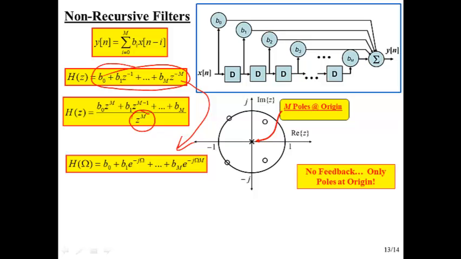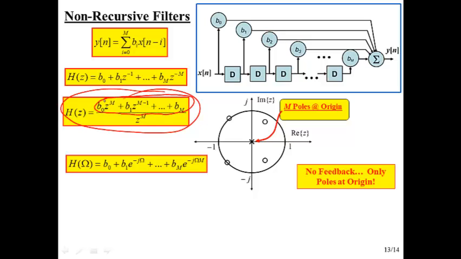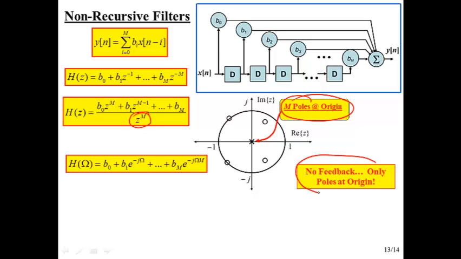So now notice when we look at this form of our transfer function, we've got a polynomial in the numerator, so the only thing that can give us is a bunch of zeros, and the only poles we can get come from here. Those poles are going to be at the origin, so we'll have m poles at the origin. Because there's no feedback, the only place the math tells us we get poles is at the origin.